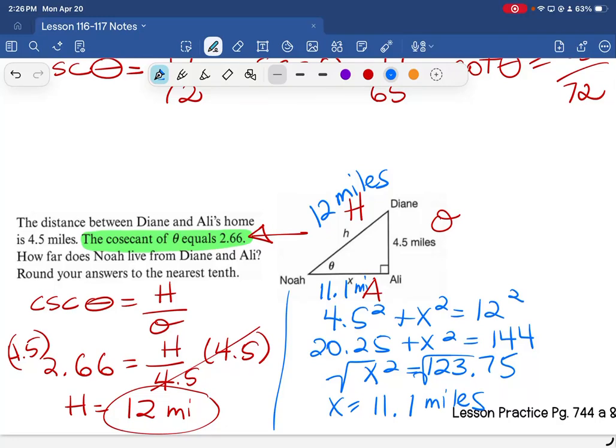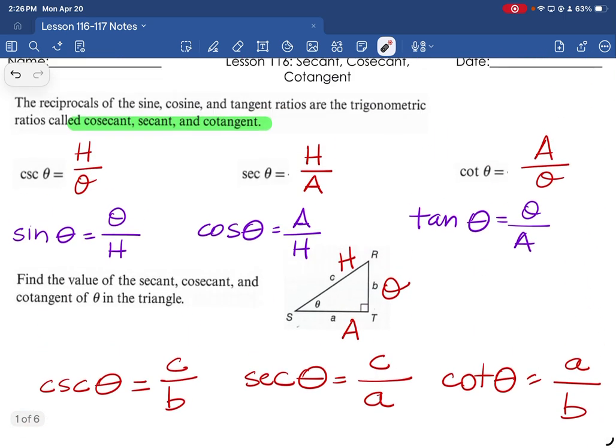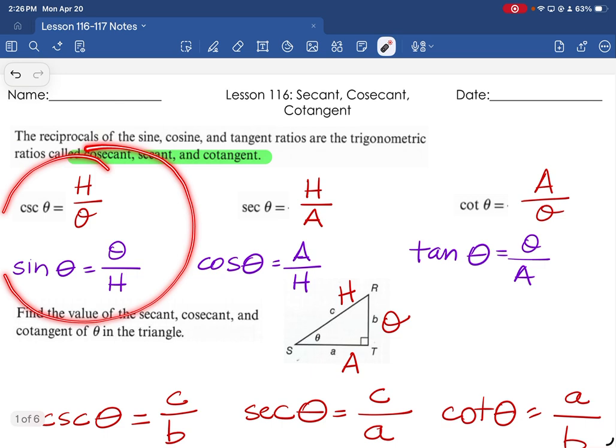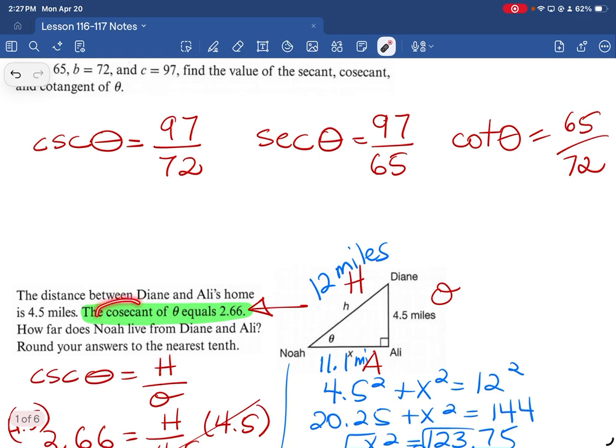Okay, good question. You said, how did we know that cosecant was H over O, you mean? Yeah. Because cosecant is the flip of sine. So since sine is O over H and cosecant is the reciprocal, we flipped the O over H to be H over O. And so we used that down here. Since they gave me this info, I knew to use this trig function.